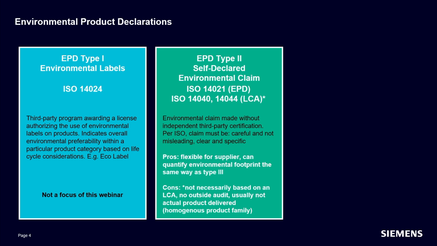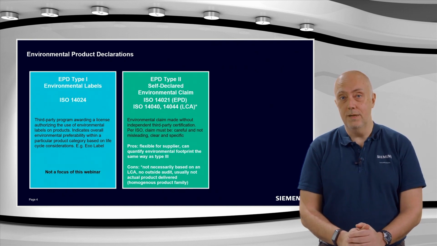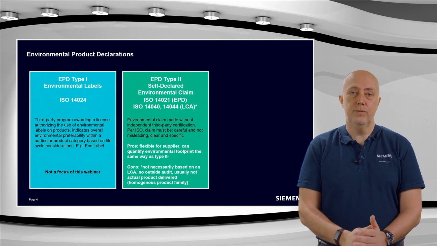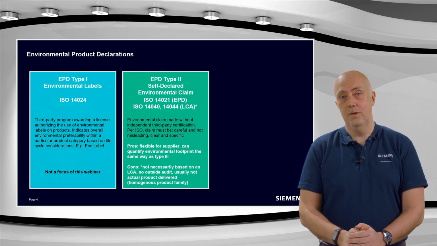Siemens uses Type 2 EPDs extensively for its products, and in addition to following the ISO standard, we decided to do an LCA for each EPD we create, following the required ISOs 14040 and 14044, which are the standards for the LCA. This is the same requirement to be followed to publish a Type 3 EPD, therefore offering the same transparency in our Type 2 EPDs as you would get from a Type 3 EPD.